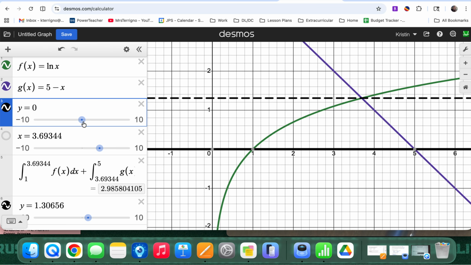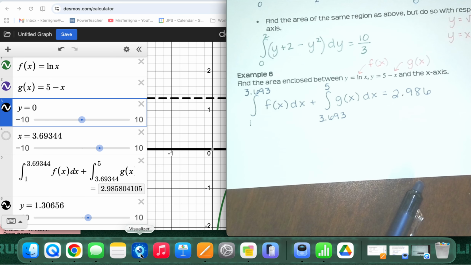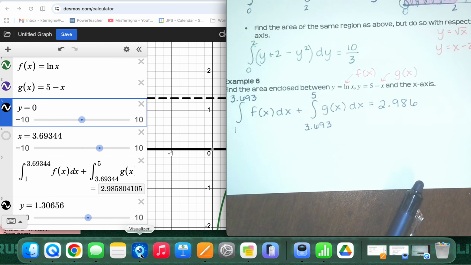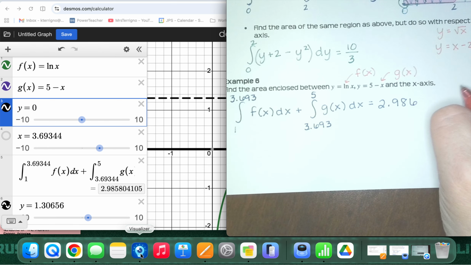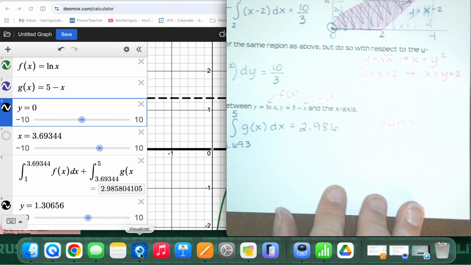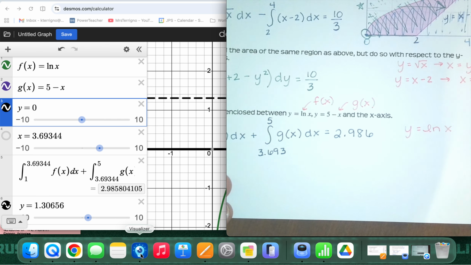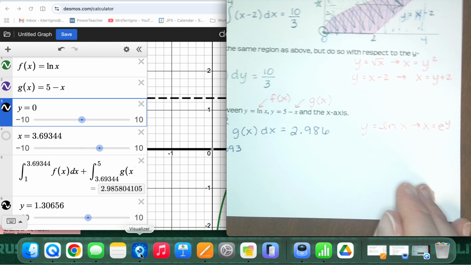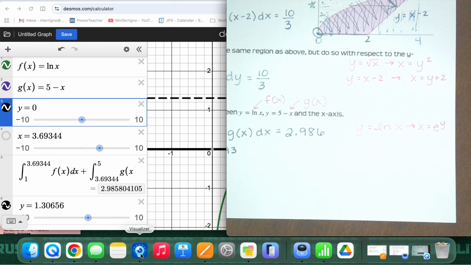What we are going to have to do with that is, in order to do it in terms of y, we need to write our equations in terms of y. So again, if I have f of x equals, or I guess I can just say y equals natural log of x, how do we get x alone? Okay, hopefully you've gotten really good at this. y equals natural log of x, that's the same thing as saying x equals e to the power of y. Remember, e's and natural logs undo each other.